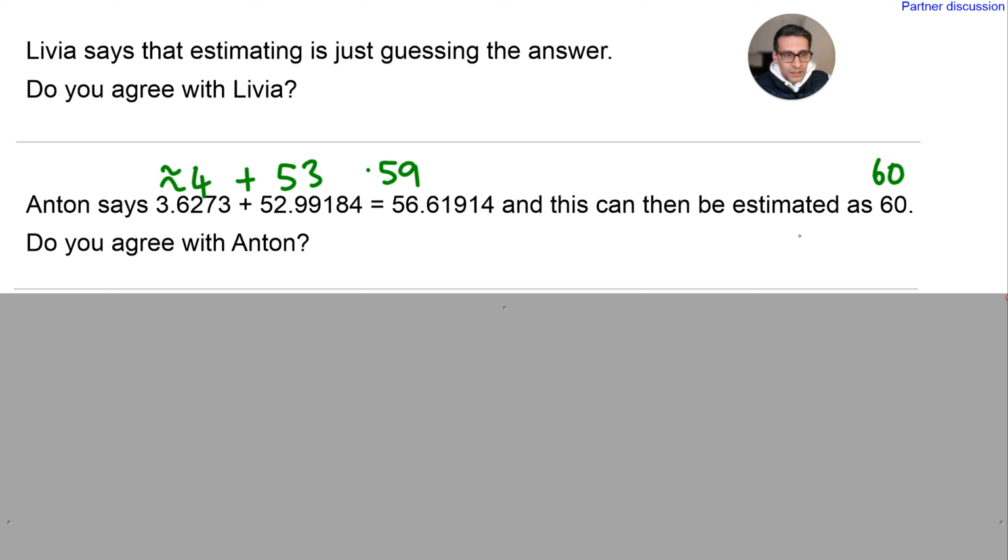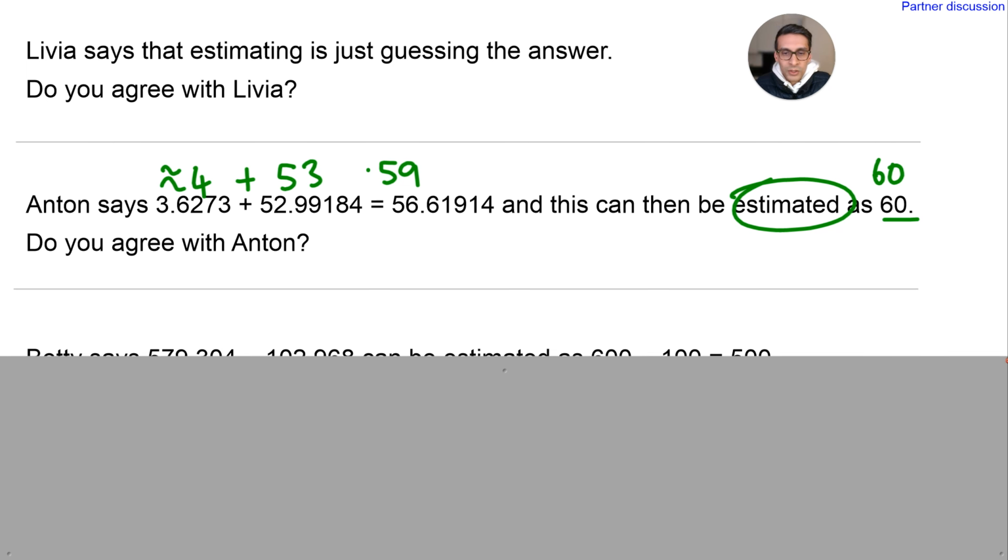Now here's the issue. Anton has estimated it as 60, but he's estimated the final accurate answer. So that defeats the whole point of estimating. You want to do this calculation I've done in green first, and then just round, or you might leave it as 59. Anton has actually worked out the exact answer, which kind of defeats the purpose. So we would disagree with him.